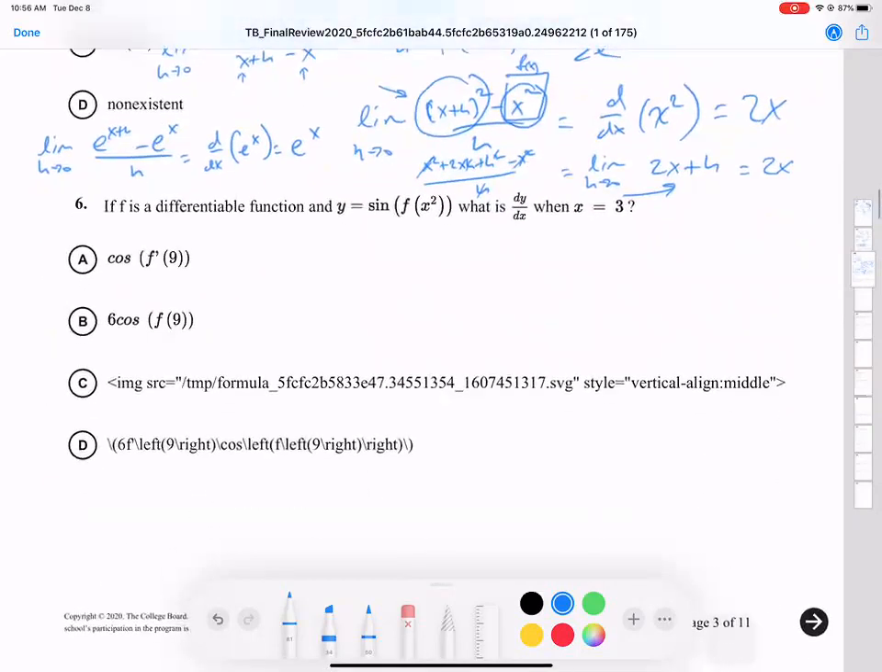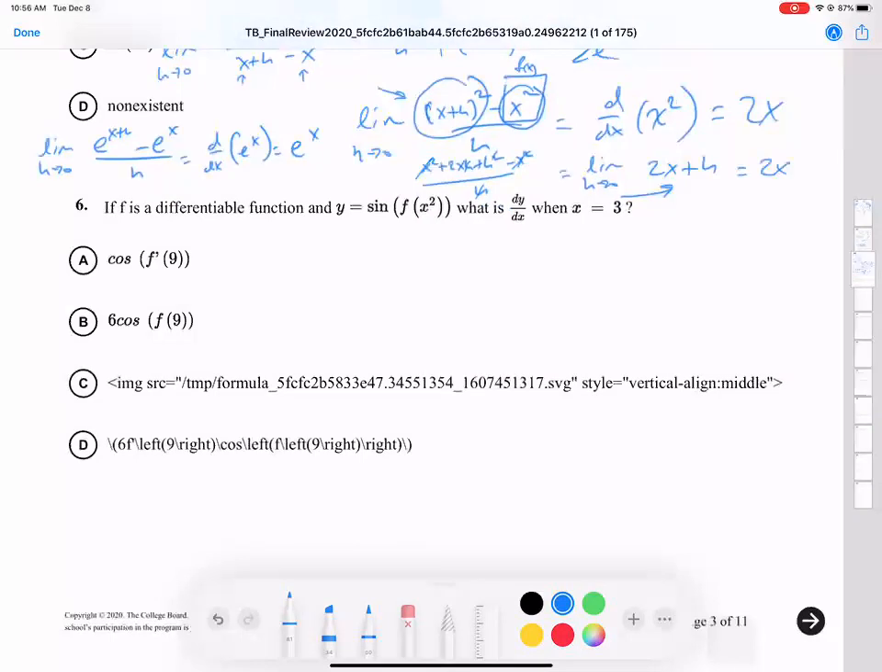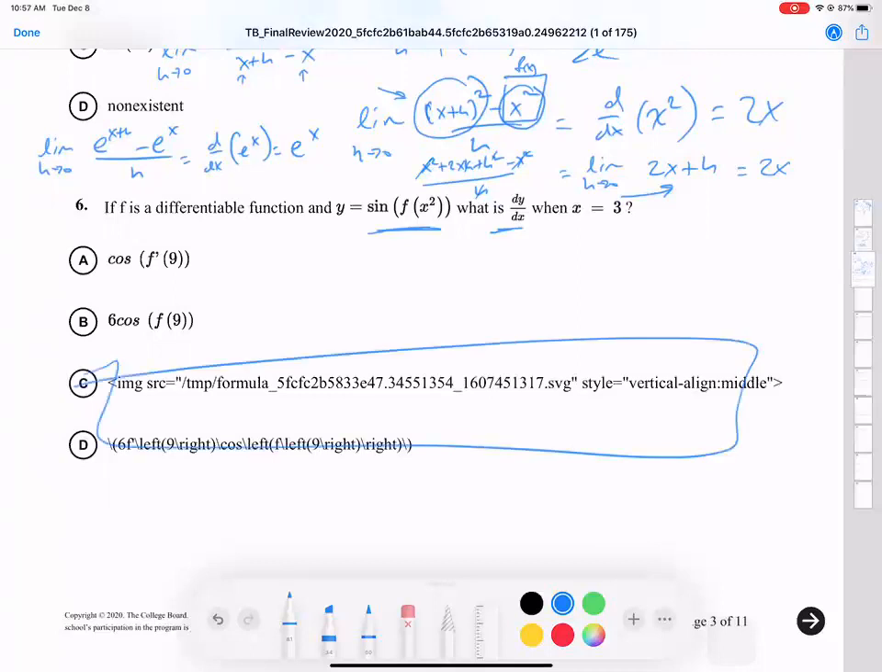All right. f is a differentiable function here. What is dy/dx when x is equal to 3? Oh my gosh, this part didn't print out. Well, okay, whatever. f is a differentiable function.